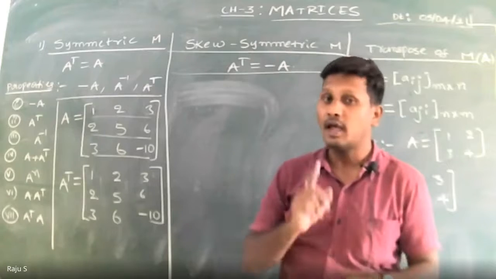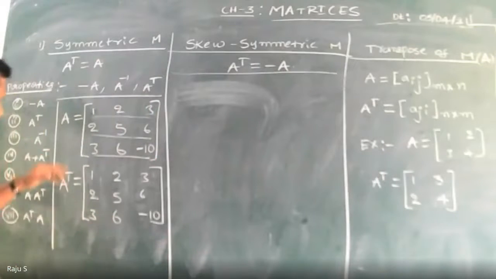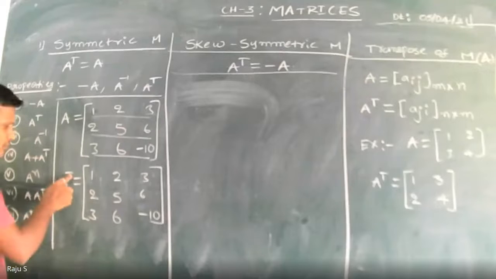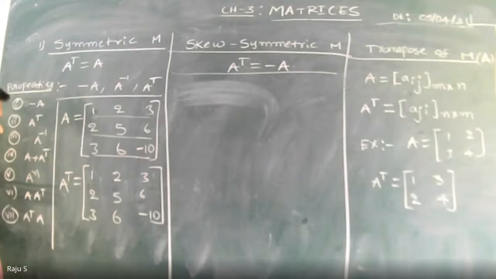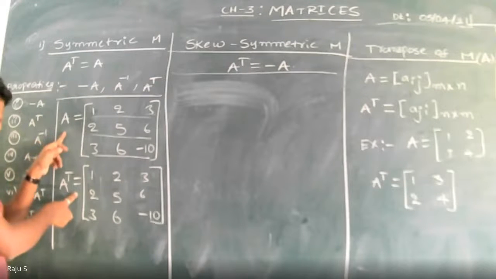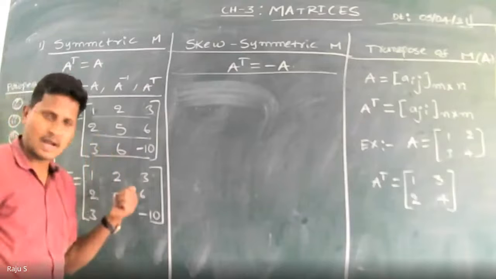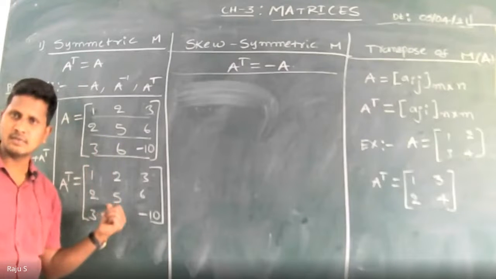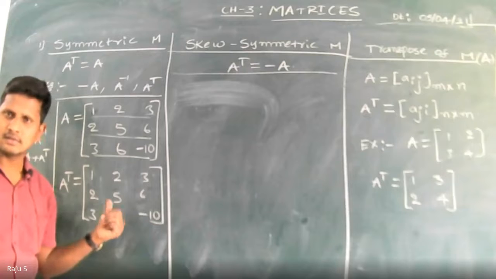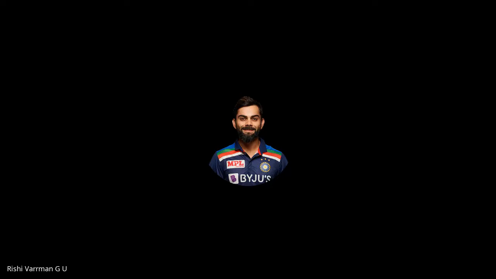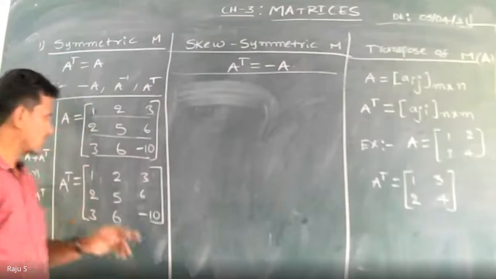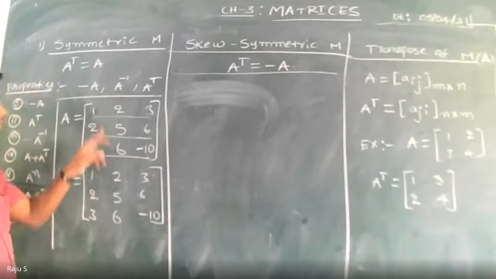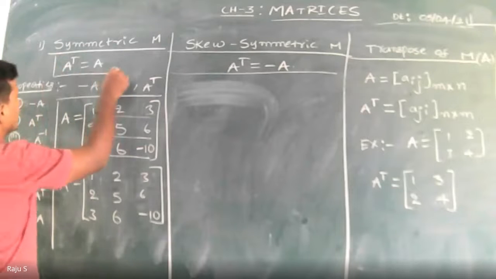Just interchange. And moreover, if we observe here, what about A transpose? Is A transpose equal to the given matrix A or not? Are both matrices equal, A and A transpose? Yes, sir. Am I audible clearly? Yes, sir. It is equal. So here A transpose is clearly equal to A, and it satisfies this condition.